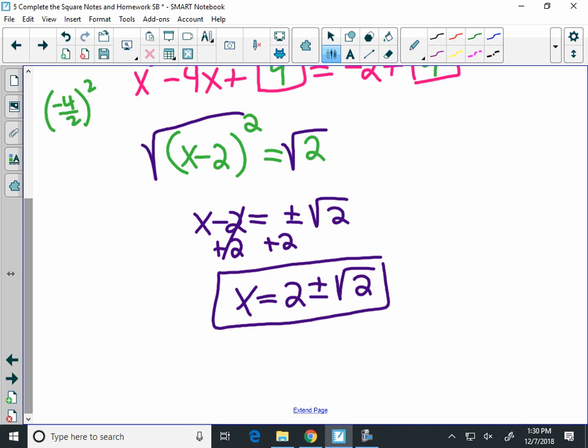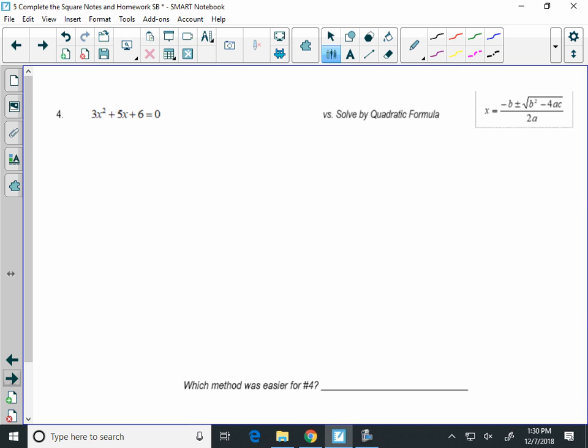All right, now, here's the last one. We'll just do a little bit to start here. I have 3x squared plus 5x plus 6. Can I complete the square yet? No, I have to divide by 3. So let's divide everything by 3, including the 0, because technically you have to divide every term by 3. And you're going to get x squared plus 5 over 3x plus 2 equals 0.